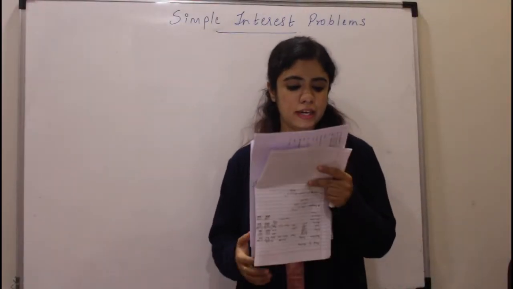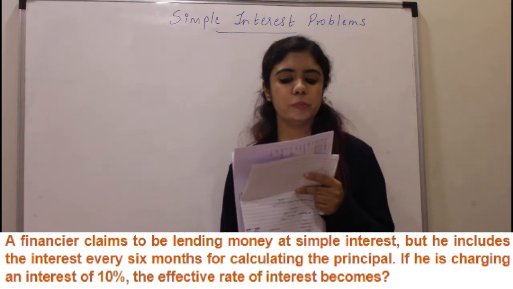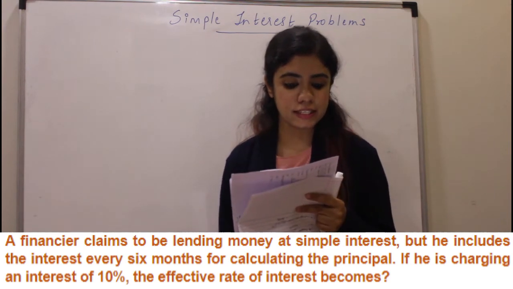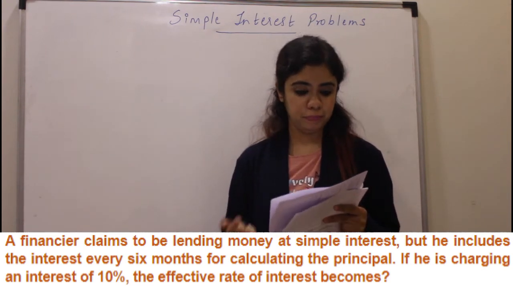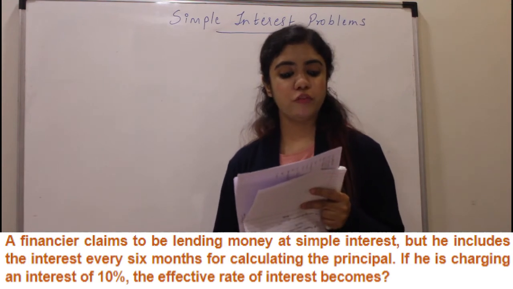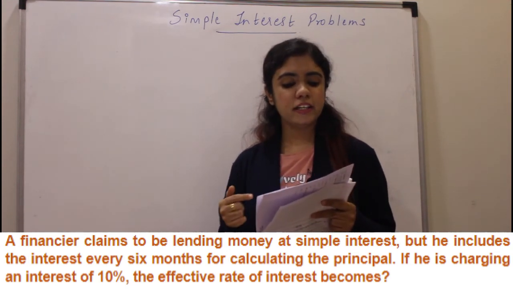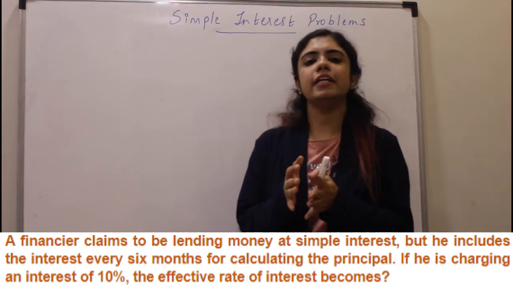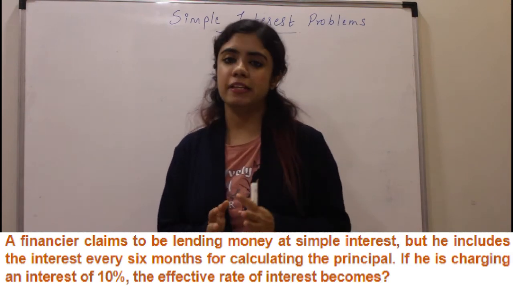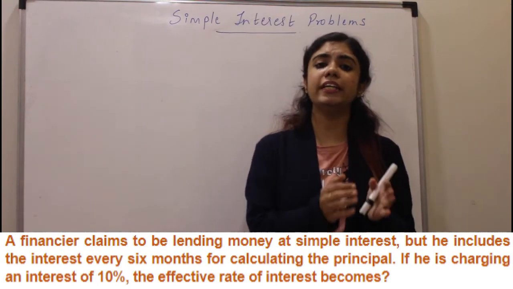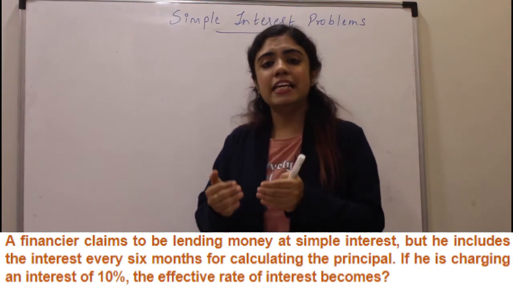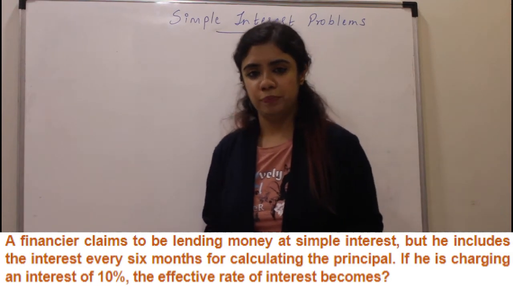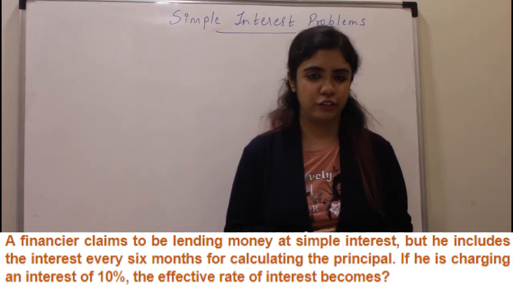What does it say? It says a financier claims to be lending money at simple interest, but he includes interest every 6 months for calculating the principal. If he is charging an interest of 10% per annum, the effective rate of interest becomes how much? Very, very common question. See, understand, he claims that he is charging 10% per annum. But he's calculating the interest every 6 months and he's adding that up to the principal. So of course your effective rate of interest will change. Now the question is, what is the net rate of interest?